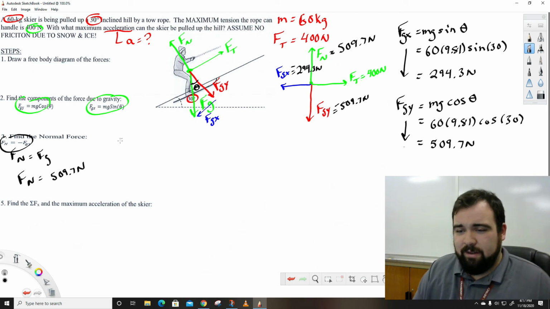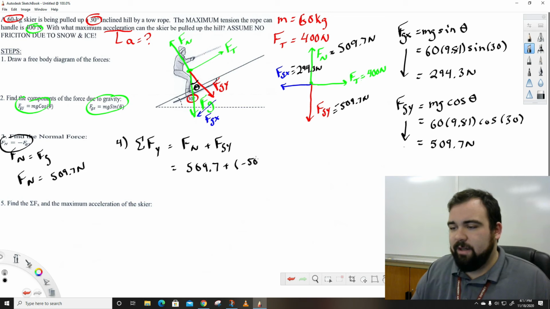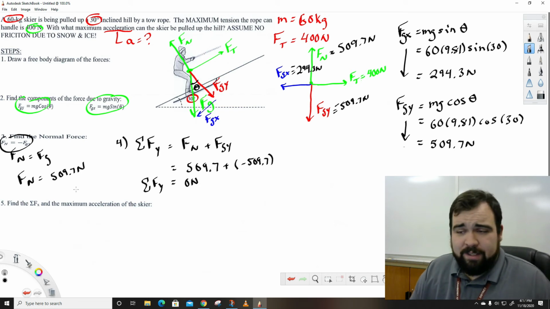So the next bit here is step 4 is missing. Step 4 would be solving for the F net in the y direction. Now the F net in the y direction is going to be our Fn plus our FGY. Said our Fn is the 509.7. Our FGY is negative 509.7. And we get a net force in the y direction of 0. Now that makes sense because the skier is neither floating off into space nor are they sinking into the snow.